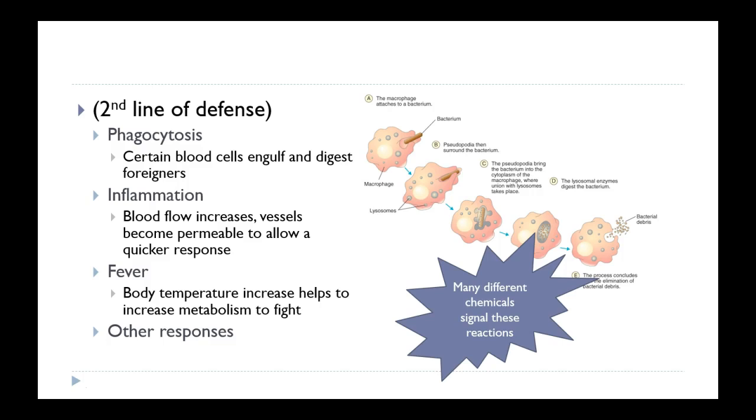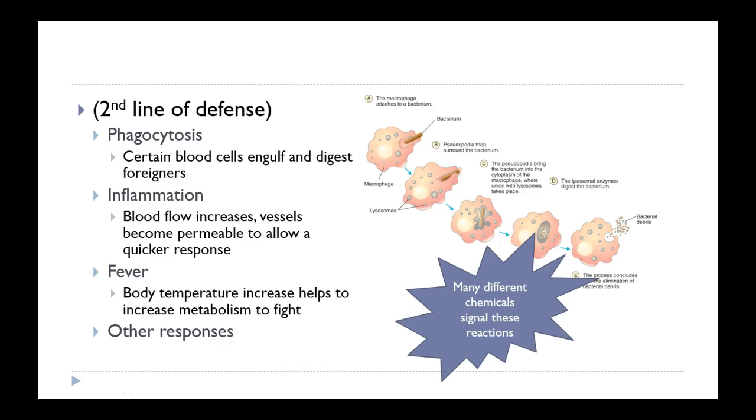And so they change their shape, like they're seen here to digest this bacteria. And so here's the bacteria, the cell actually takes it into itself, and then using different enzymes breaks it down and then basically spits it out. And so that's called phagocytosis. Inflammation, and so this increases blood flow.